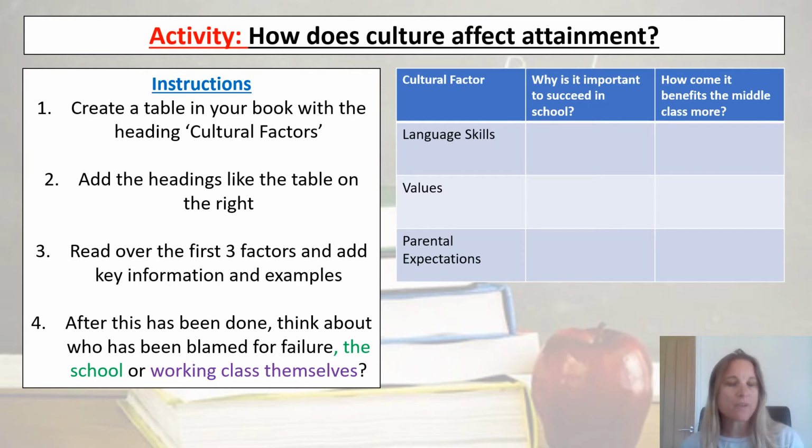And after you've done that, I want you to have a think. Who is to blame for that failure? If it means that people don't do as well, is that the school's fault or the family's fault? So we'll read them over together. They're on the slides, and then you need to fill in your table.